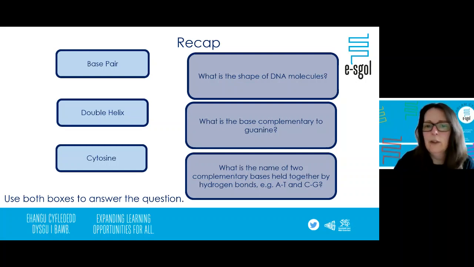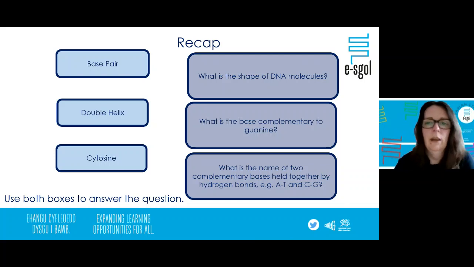So we've got 3 questions here and 3 possible responses. You could now take this opportunity to pause the video so that you can have a look at the questions and jot down your answers and then restart again when you are ready. But we will just carry on now and look at the answers together. Okay, so first of all, what is the shape of DNA molecules? We've got 3 possible answers here. We've got a base pair, a double helix, and we've got cytosine.